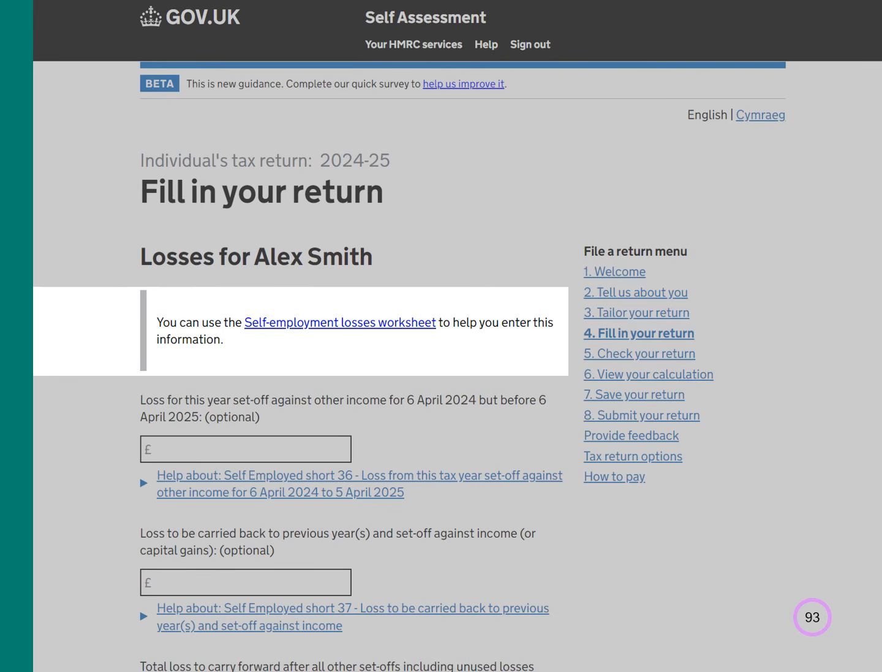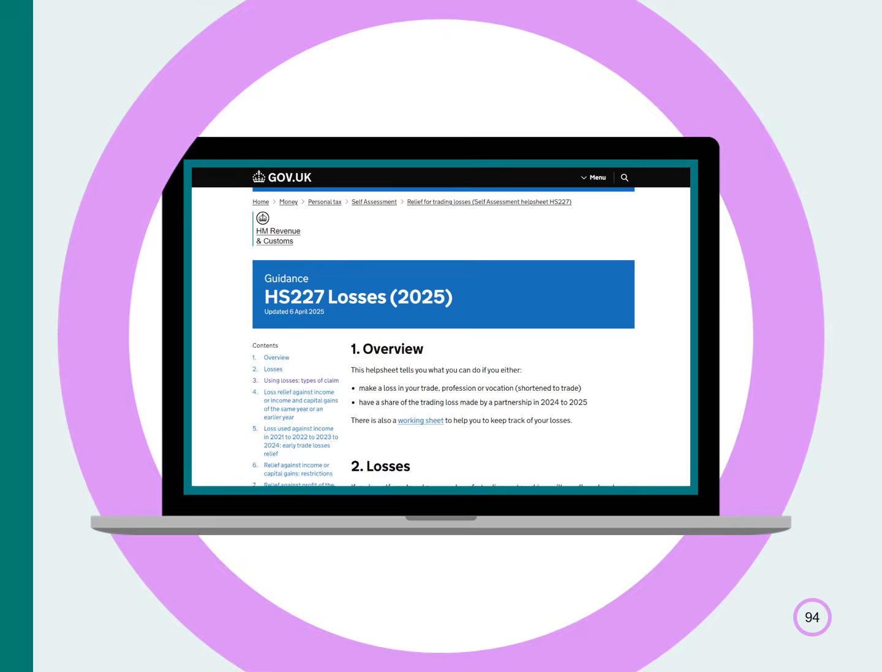There's a link to a worksheet which will help you keep track of losses and work out the figures to enter on this page. Rules and time limits apply to loss claims. You can find out about these and more in a useful help sheet, HS227, on gov.uk.